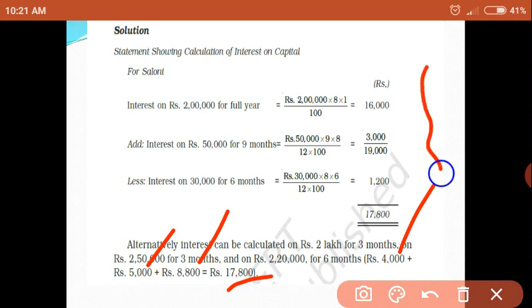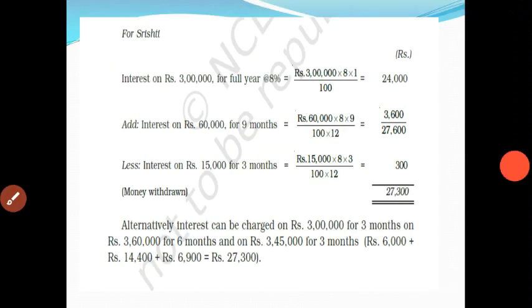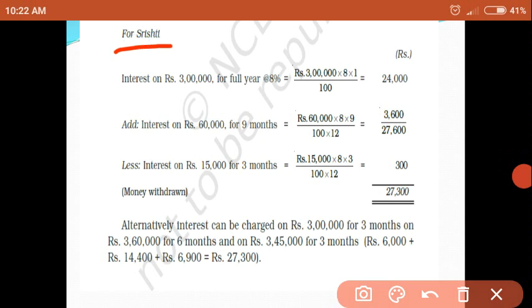You can use any method for Saloni's capital. Next partner, Srishti.